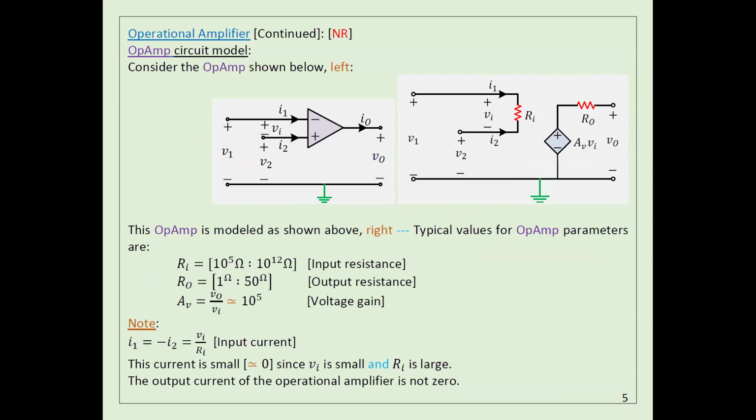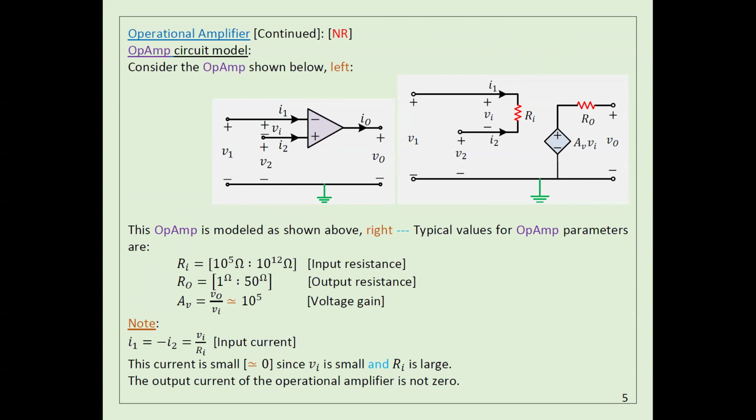The practical circuit: I can say this op amp is equivalent to a circuit like this one. We have a resistance at the input. This resistance is very high, that's why the current is almost zero. Practically, this resistance may be 10 to the power 5 or 10 to the power 12. This is the practical representation of the op amp. That means if you have an op amp in a circuit, I can remove the op amp and replace it by this circuit, because this is the model.